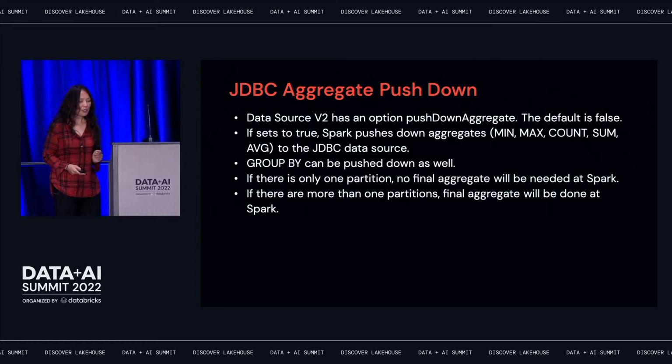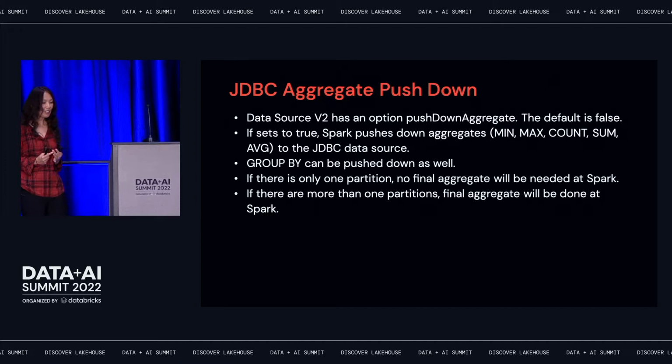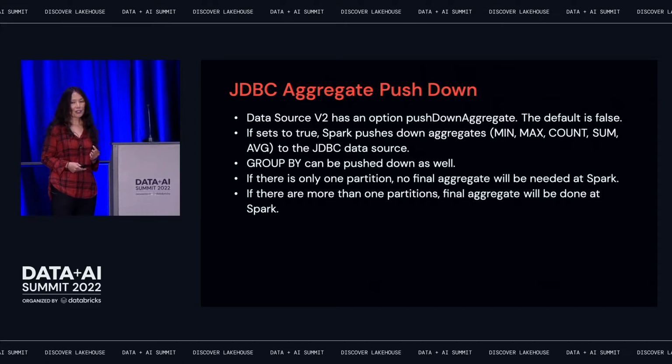So in data source v2, we have added this new option called pushdown aggregate. The default of this option is false. If set to true, Spark will push down the commonly used aggregate functions to the JDBC data source. For example, it will push down max, min, count, sum, and average. The filter will be pushed down along with the aggregate, and the group by will also be pushed down.